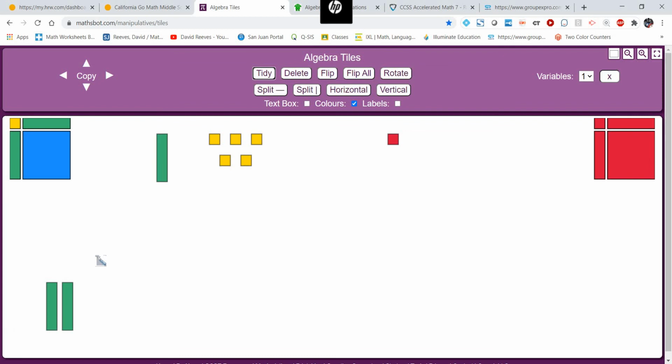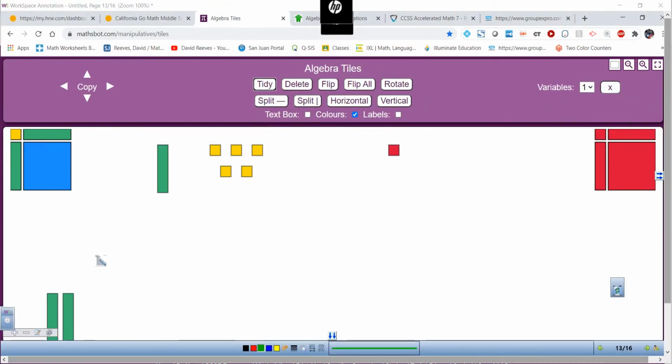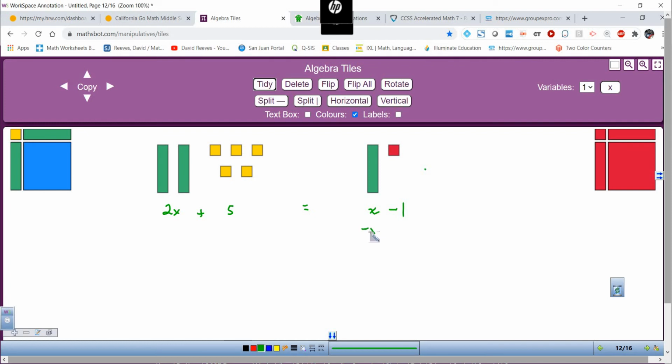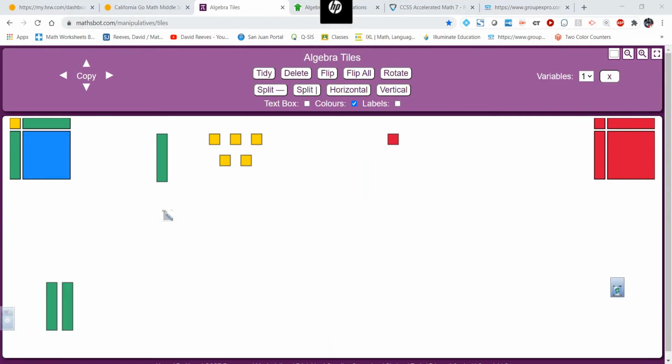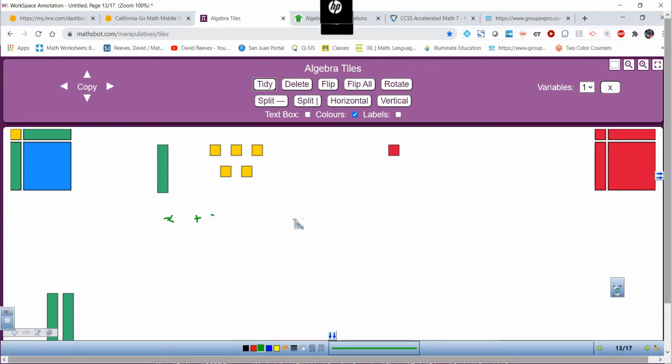All right, so if we look at what we had, let's go back, we had 2x plus 5 equals x minus 1. What did I do? I took away 1x from each side. And when I did that, what's left? x plus 5 is equal to negative 1, right? What do I have right here? I have x plus 5 is equal to negative 1.